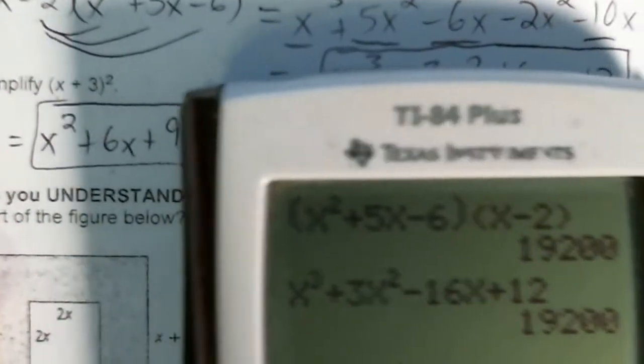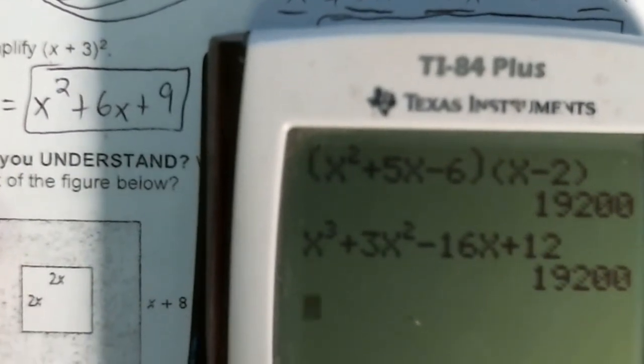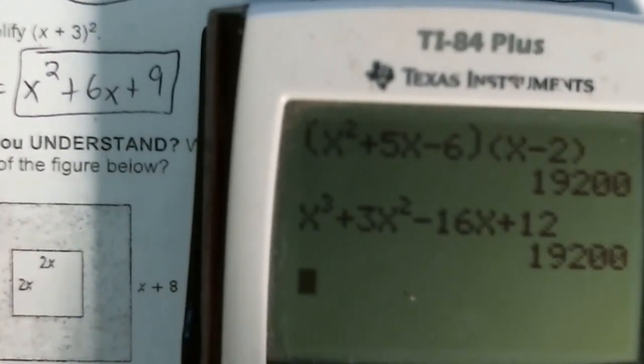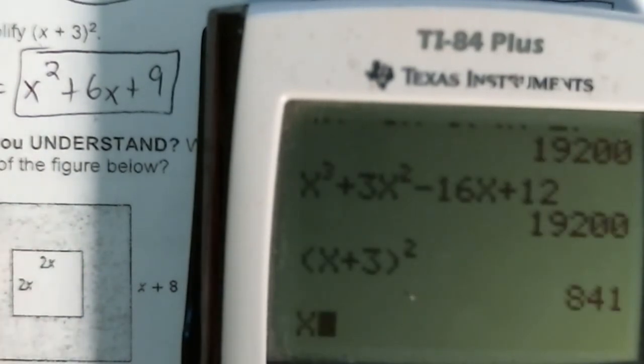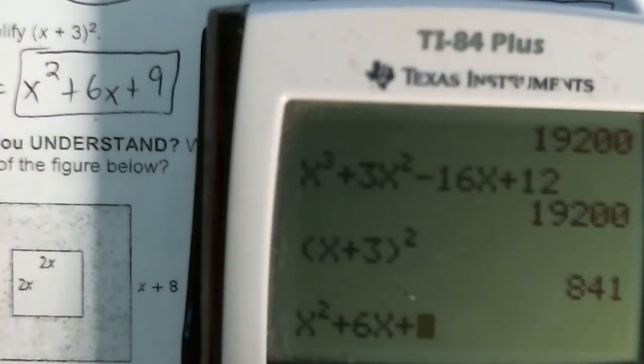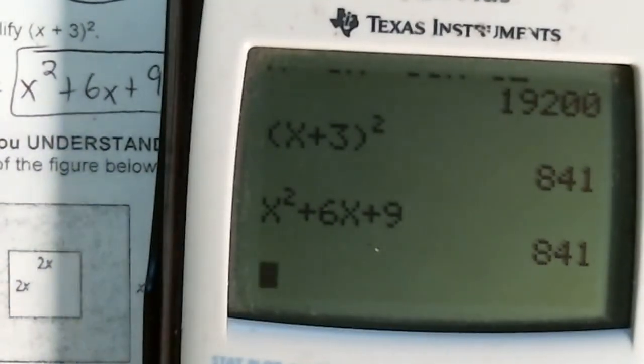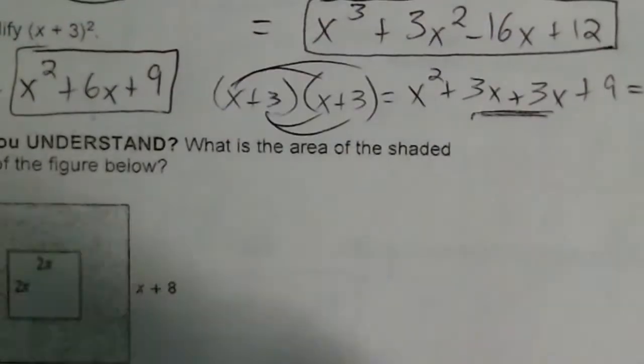I can check that. Let's see if I can check that in 5 seconds. 1, 2, 3, go. X plus 3 squared is x squared plus 6x plus 7. Did I do it? Oh, maybe that was like 6 seconds. Okay, so home stretch here.